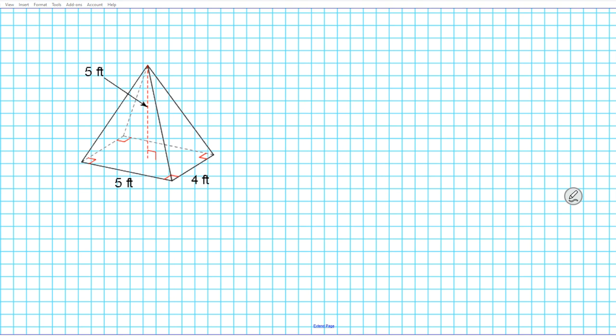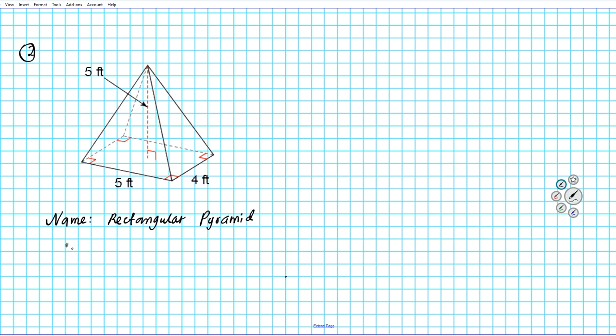All right, let's take a look at question number 2. Let's go ahead and name this solid first. We notice that it has an apex right here, a peak or top, so it's going to be a pyramid of some sort. Just look at the shape of the base. This is an equiangular quadrilateral, so that's a rectangle, because the side lengths are different. So this is going to be a rectangular pyramid.